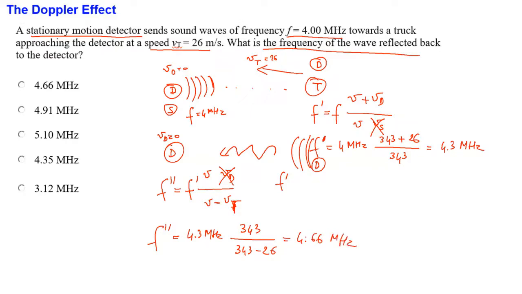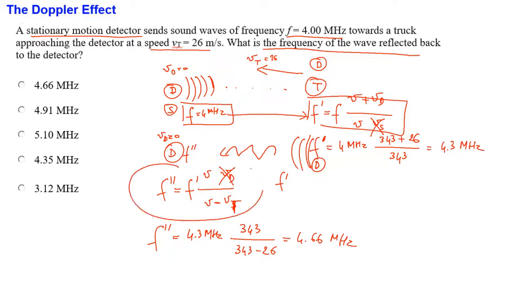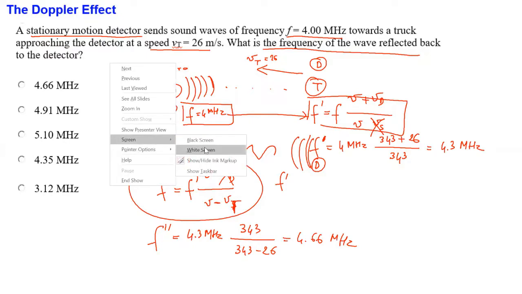You see? That's how a motion detector works. It sends a sound wave, it reaches the car, the car reflects it, and then I detect it. So it starts with F, the track will hear F prime, and then it will echo at F prime. Now at the detector, I will have F double prime. The question is, what is F double prime? So you have to apply Doppler two times. Okay, great. Let me go to the next. So the first answer is 4.66 megahertz.